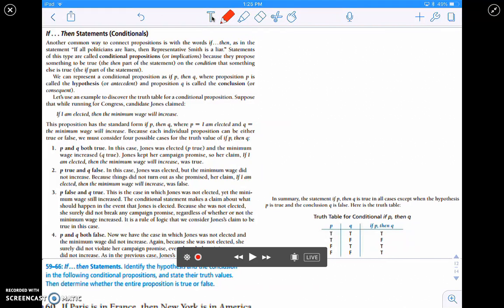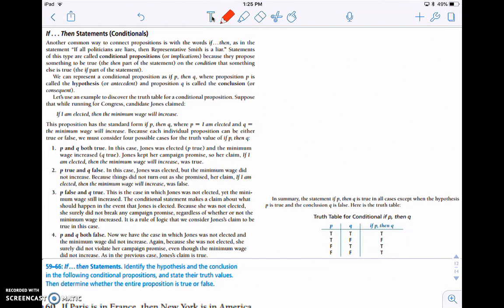Okay, this is part 3 of Unit 1B. I'm looking at propositions, truth values, truth tables, and we are now to conditional statements, which are more known as if-then statements.